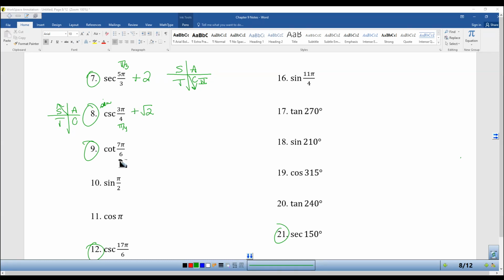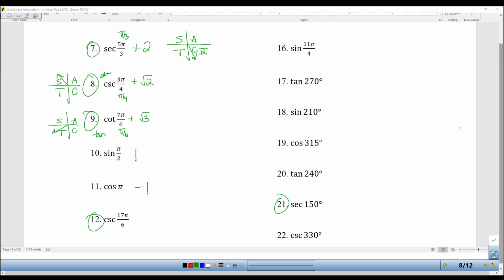Number 9, the reference angle is pi 6. I'm thinking about tangent. Tangent of pi 6 is the square root of 3 over 3, so cotangent of pi 6 is just the square root of 3. 7 pi 6, 7 is 1 more than 6, so it's in quadrant 3, and according to my forecast, tangent is positive in quadrant 3. Sine of pi halves, it's just straight up on your chart, number 1, so the answer is 1. Cosine of pi is just straight on your chart, so it definitely is going to pay to know these.